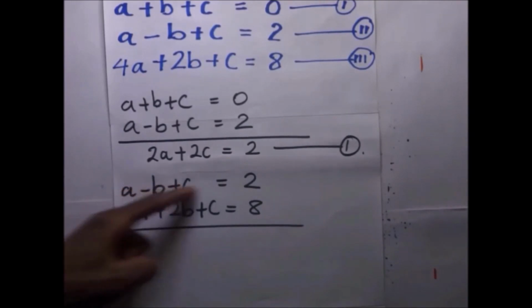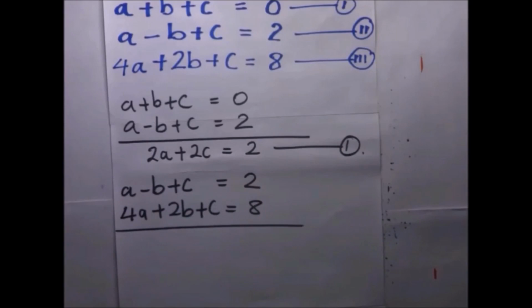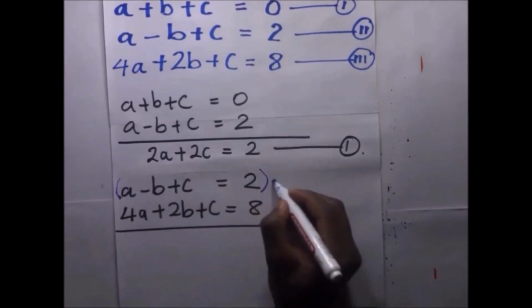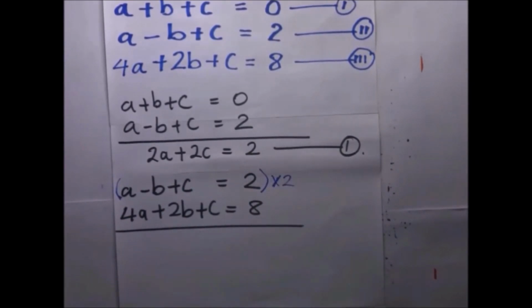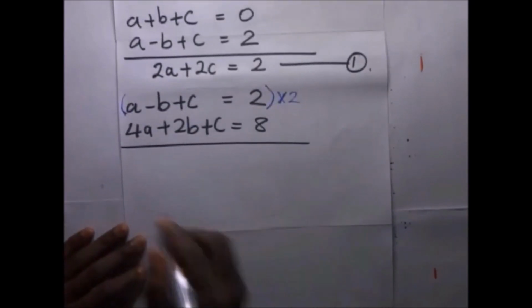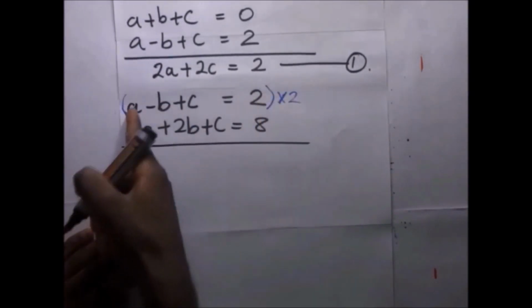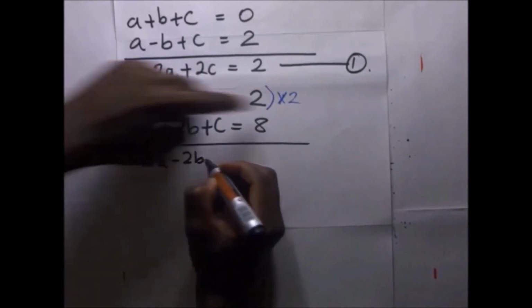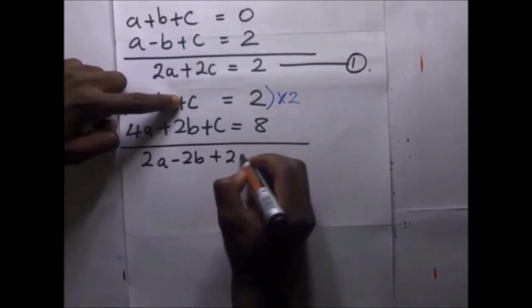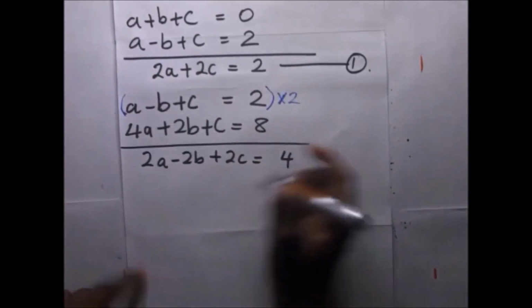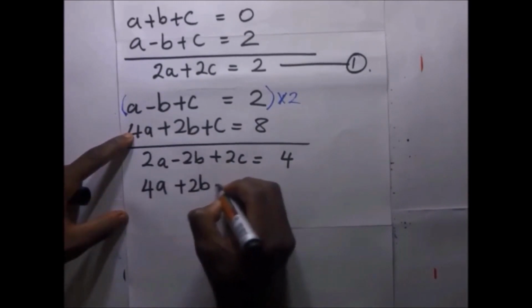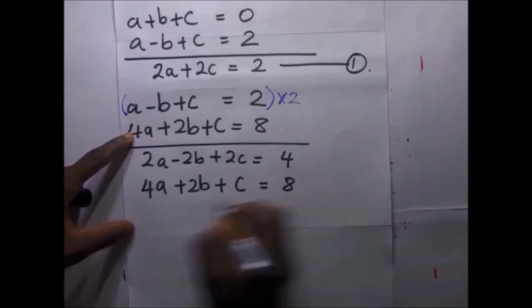So what do we do? We make sure that we multiply the equation above by 2. So we multiply this equation times 2. So our first equation will now become 2a, 2 times a is 2a, 2 times b is minus 2b, 2 times c is plus 2c is equal to 2 times 2, which is 4. Then this one remains the way it is. 4a plus 2b plus c is going to give us 8.